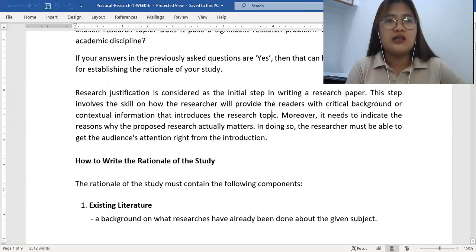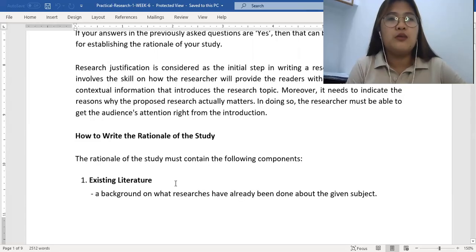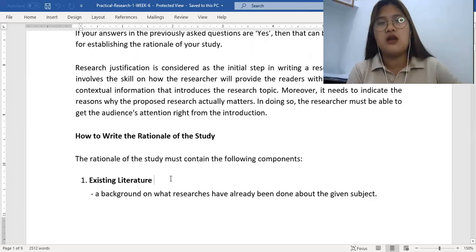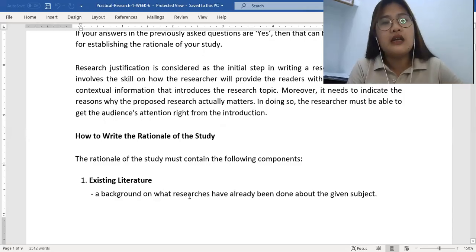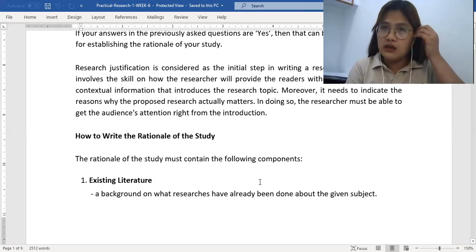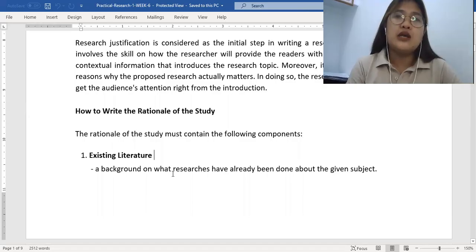So, how to write the rationale of the study? So, you have the following components. We have the existing literature, and when we say literature, hindi poetry, hindi short story. We are referring to all of the things that are written in credible sources about the study. So pwede siyang journal articles, book, magazine articles, or mas better if news articles, and credible internet sources. At hindi lahat na makikita mo sa internet pwede mong i-quote sa iyong literature.